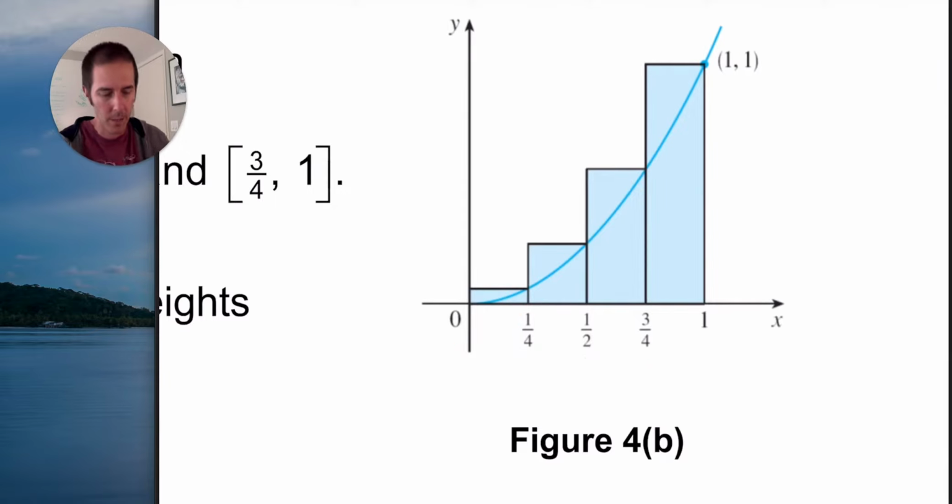Let me say that again. I'm actually going to call this the 0th x value. This will be the first x value. This will be the second and the third and the fourth. And we'll talk about why we're doing that also.